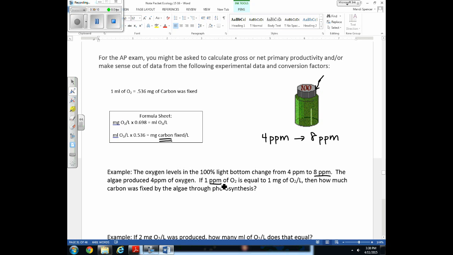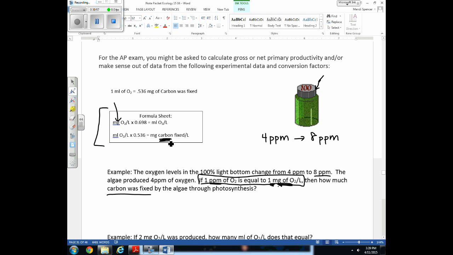I'm using parts per million, and if you look at our equations here, there are no units that are parts per million. They would have to actually give you this conversion because this is not something that is on your formula sheet, or anything that you have to have memorized. So this problem says for 1 part per million of oxygen, there's 1 milligram of oxygen per liter. When we look at these units right here, we can see that it actually matches these units. The question says, how much carbon was fixed by the algae through photosynthesis in that 24-hour period if 4 parts per million of oxygen was made during those 24 hours?